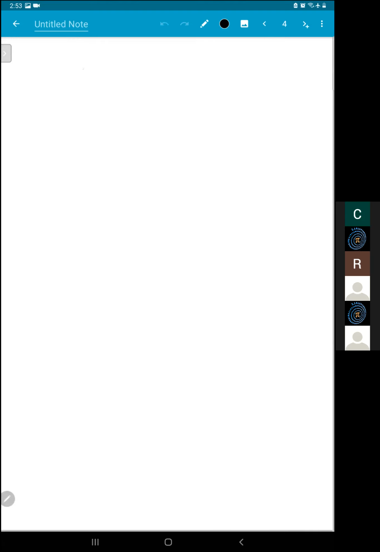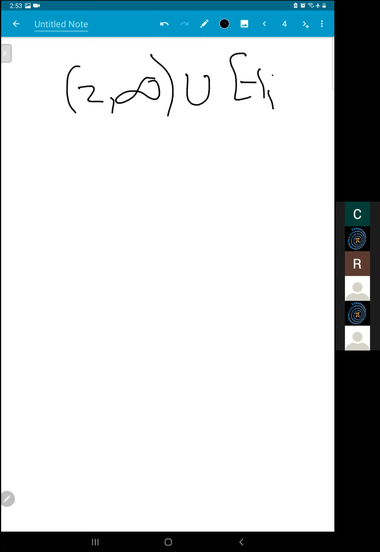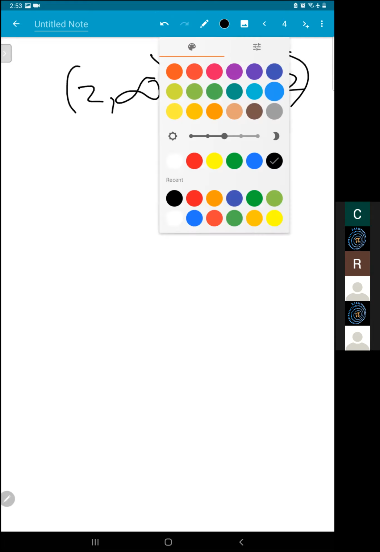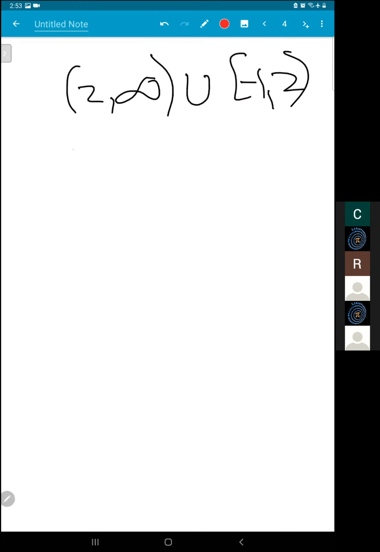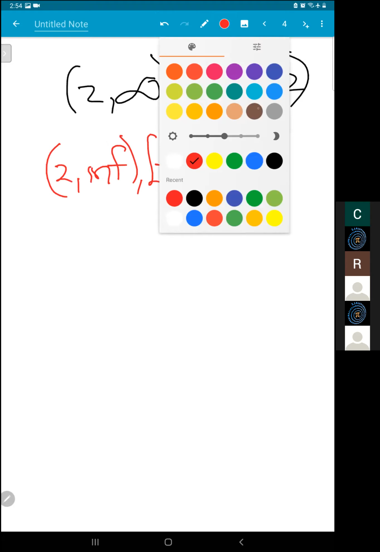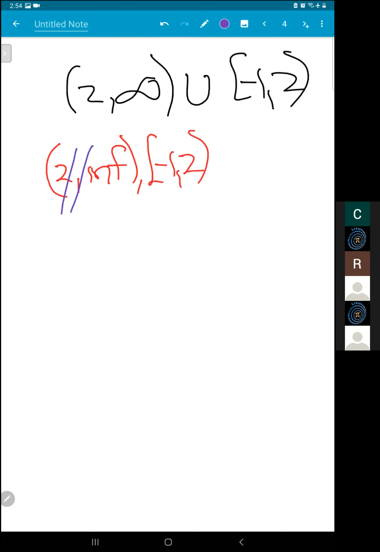For example, your answer is negative infinity to negative 1, union, 2 to infinity. Then you do not need to put a space. How you will write this one is as follows. Okay, no spaces in between all the symbols. No spaces anywhere. Do not use a space.